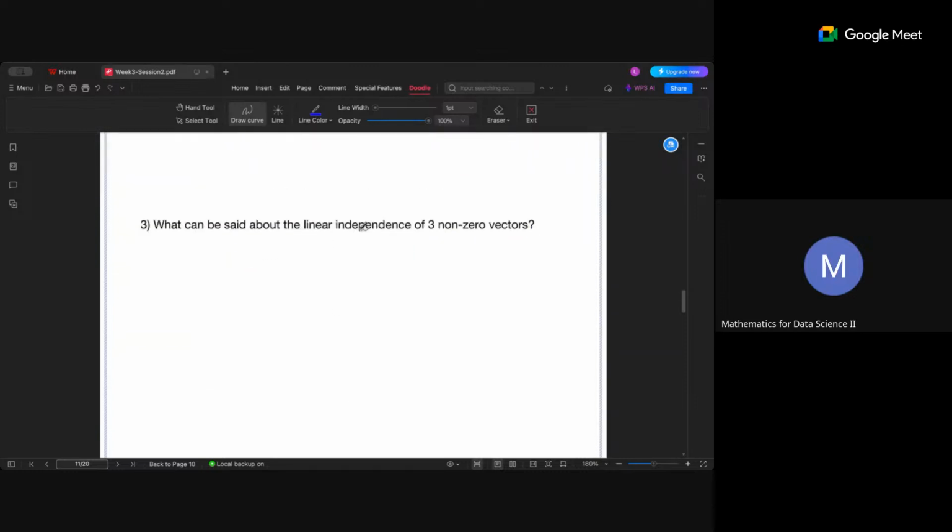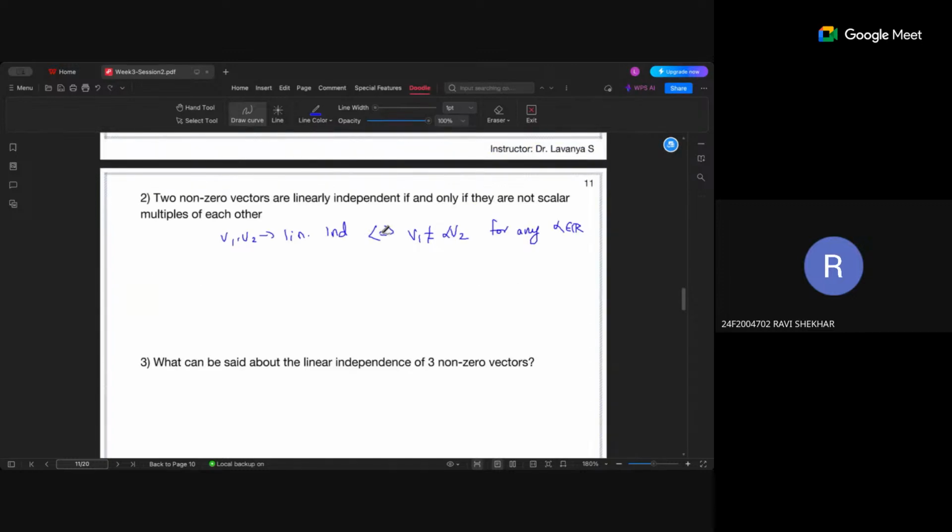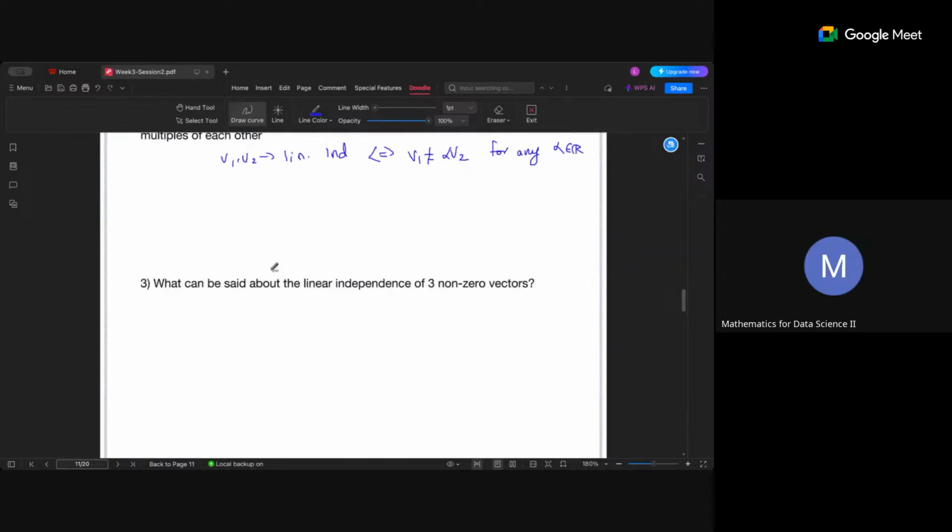Can alpha be not equal to 0? See, even for alpha equal to 0, that should not be satisfied, because you have non-zero vectors, so it is already not equal anyway. Okay, fine. What can be said about the linear independence of three non-zero vectors?